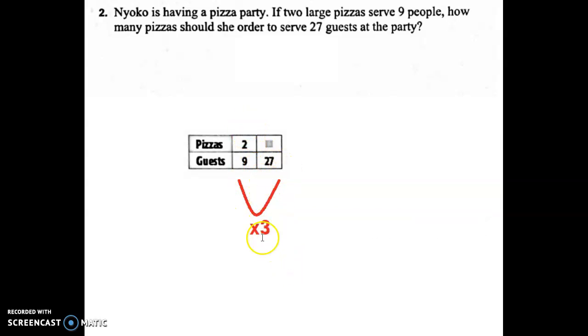So if I'm going to do times 3 out here on the bottom, I'm going to have to do times 3 here on the top. I'm talking about right here, the top of my fraction, or whatever you want to call it, my table. 2, right? So 2 times 3, that's going to equal 6. So there's my answer.